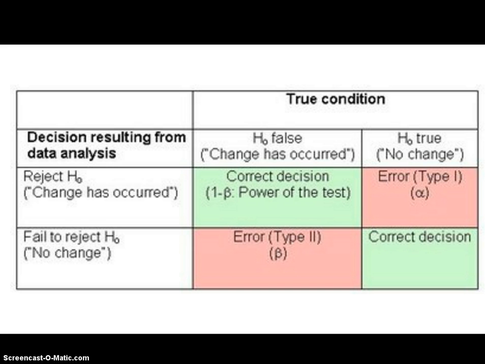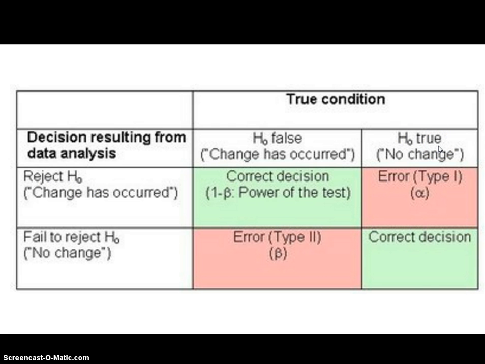So here is a chart, and this is basically a chart that you can find a lot of online, about rejecting the null or failing to reject the null and what's actually occurring in reality. So we've already discussed in a previous video that a type 1 error happens when we reject the null hypothesis when it actually is true.